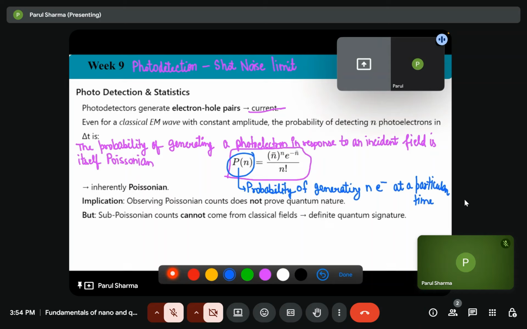So what is the implication of this statistics? If we're considering a classical EM wave, then also we are getting the Poissonian distribution. So what does it suggest? It suggests that observing Poissonian counts doesn't prove the quantum nature, but sub-Poissonian counts cannot come from classical physics, and it is definitely a quantum signature.